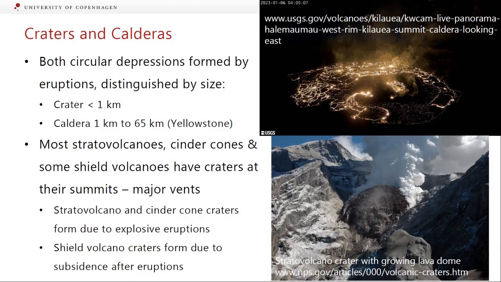Often in stratovolcanoes, it's not just a simple crater. There will often be growing lava domes inside it. So this is a picture of a crater, and you can sort of see the shape of it here. This side is partly gone, and then there's a big lava dome growing in the center and degassing. This plume is just volcanic gas.